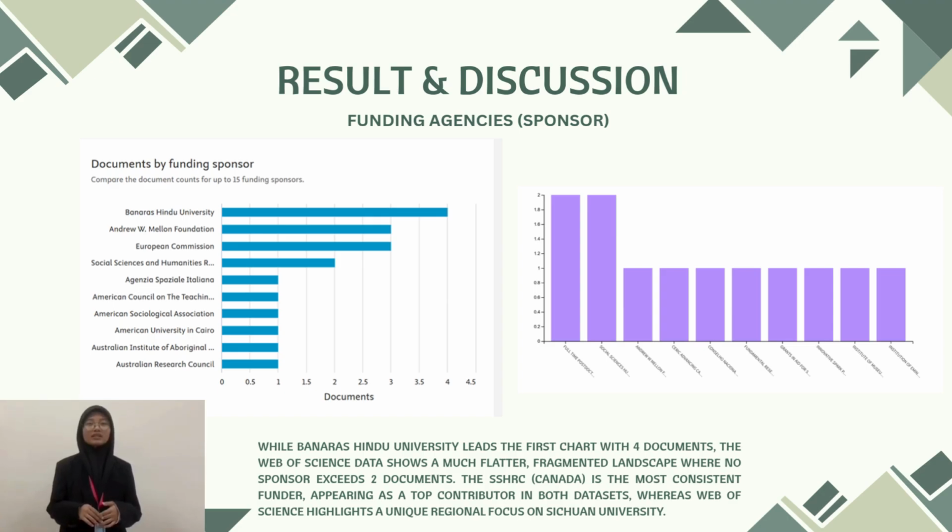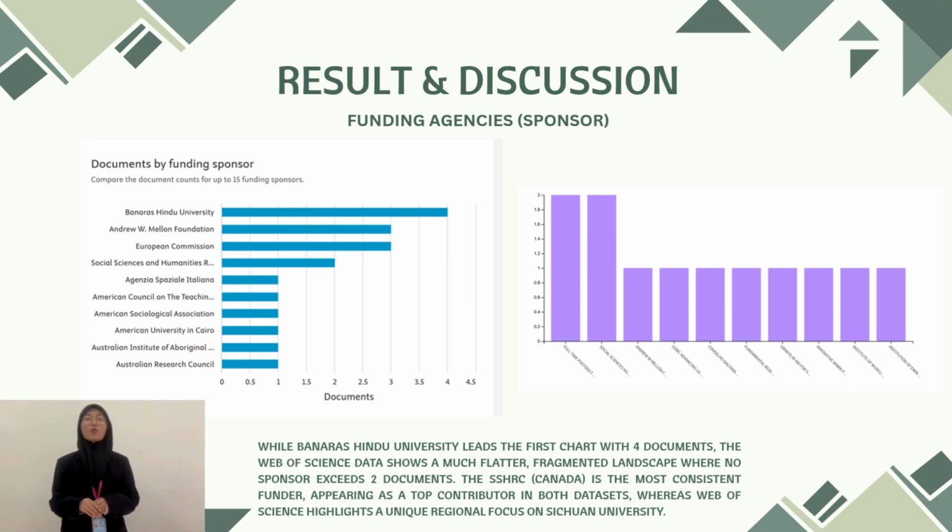The last but not least is to discuss the funding organizations. The chart shows that the organization that funds the most is Banaras Hindu University, the highest funding sponsor with 4 documents. The two next highest are Andrew W. Mellon Foundation and European Commission, each sponsoring a total of 3 documents. Finally, Social Science and Humanities Research also gives 2 documents.